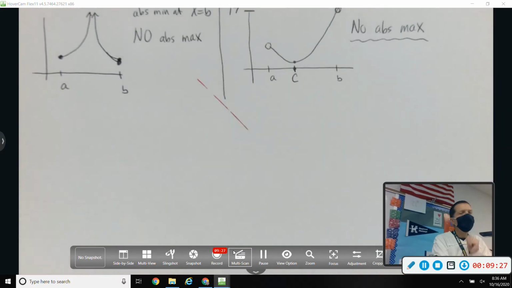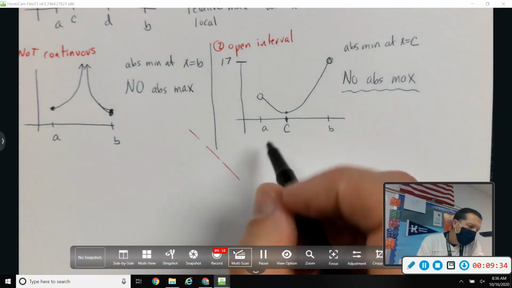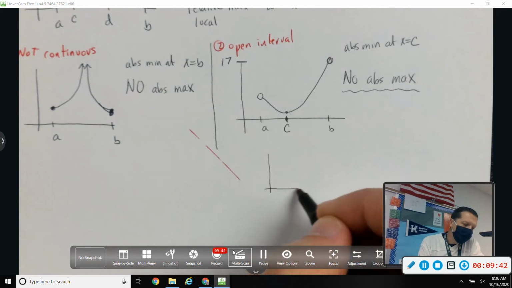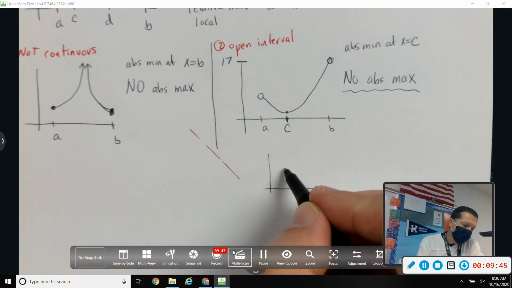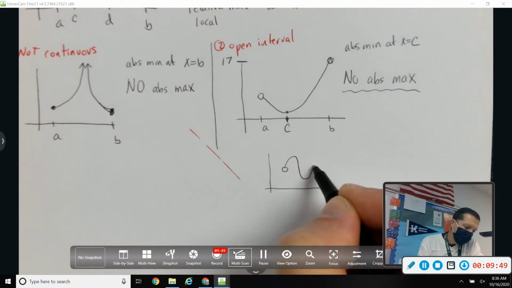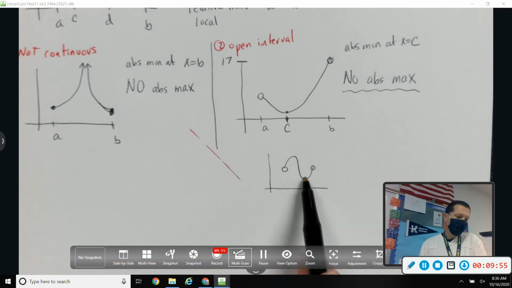Yes, sir. So if the graph was the other way, could there be a maximum, but not a minimum? Sure. The extreme value theorem says if it's continuous on a closed interval, you're guaranteed to have a minimum and a maximum. It's possible, even if it's not closed, to have a maximum and a minimum. If you did something like that, it would have a maximum and a minimum, but not because of the extreme value theorem, just because you happen to get lucky and get a graph that did.